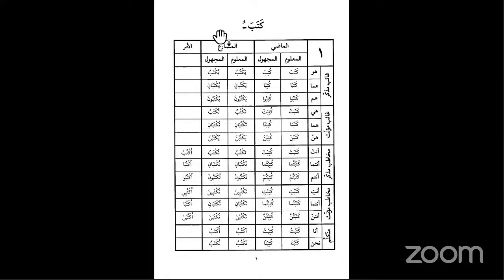Okay. Bismillah. Kataba, he wrote. Kataba, two people wrote. Katabu, they all wrote. Katabat, she wrote. Katabata, two females wrote. Katabna, they all females wrote. Katabta, you wrote. Katabtuma, you two people wrote. Katabtum, you all wrote. Correct. Katabti, for the female, you wrote. Katabtuma, you two females wrote. Katabtunna, you all females wrote. Katabtu, I wrote. Katabna, we wrote.